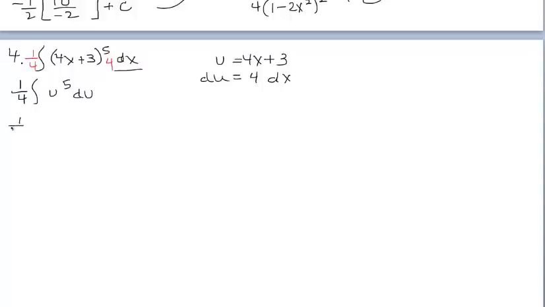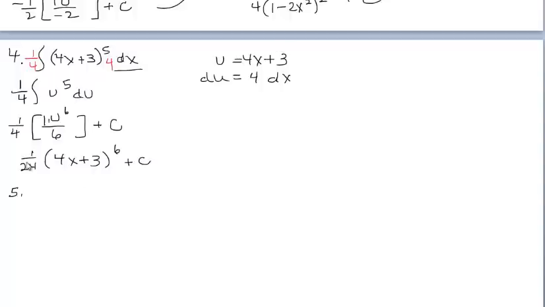All right, so let's integrate. Increase the exponent to 6, divide by 6. Okay, I can see that I can multiply 1/4 times this 1/6, so I have 1/24 times quantity u, which was 4x plus 3. You could check your work by differentiating to see how you did.